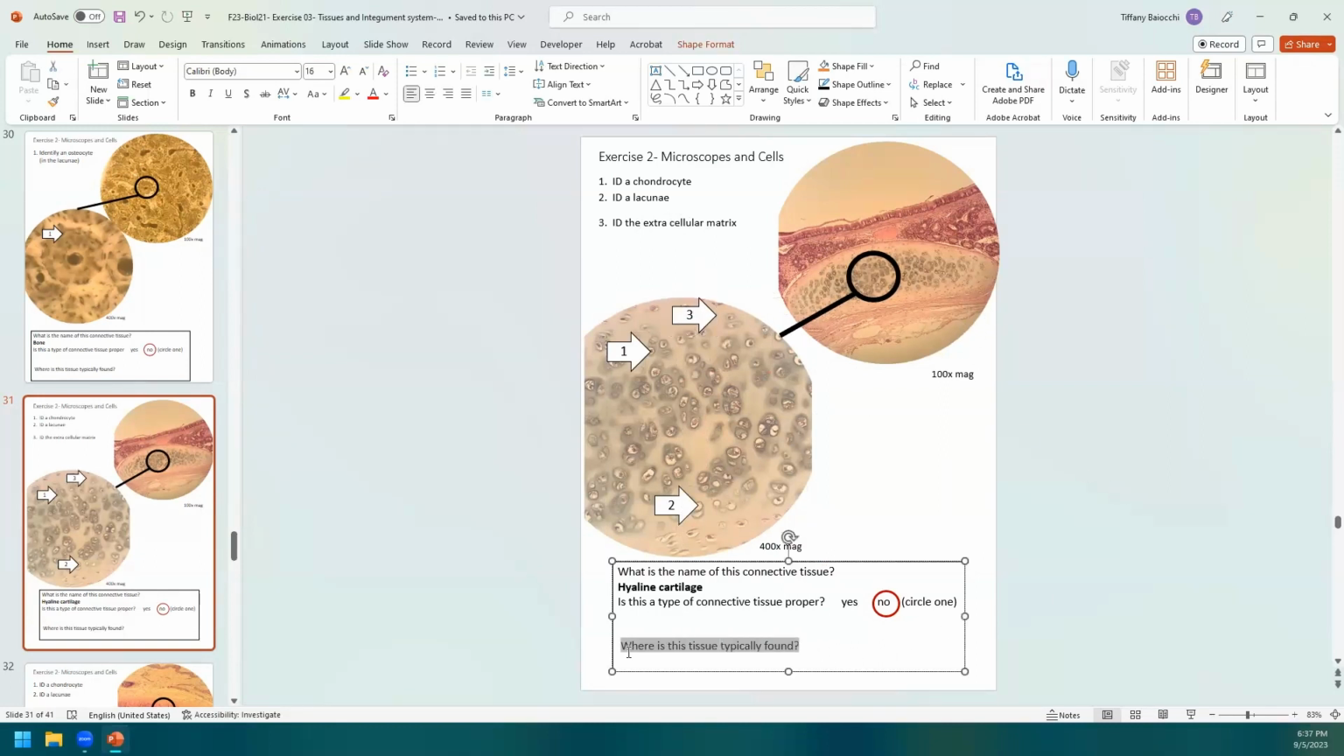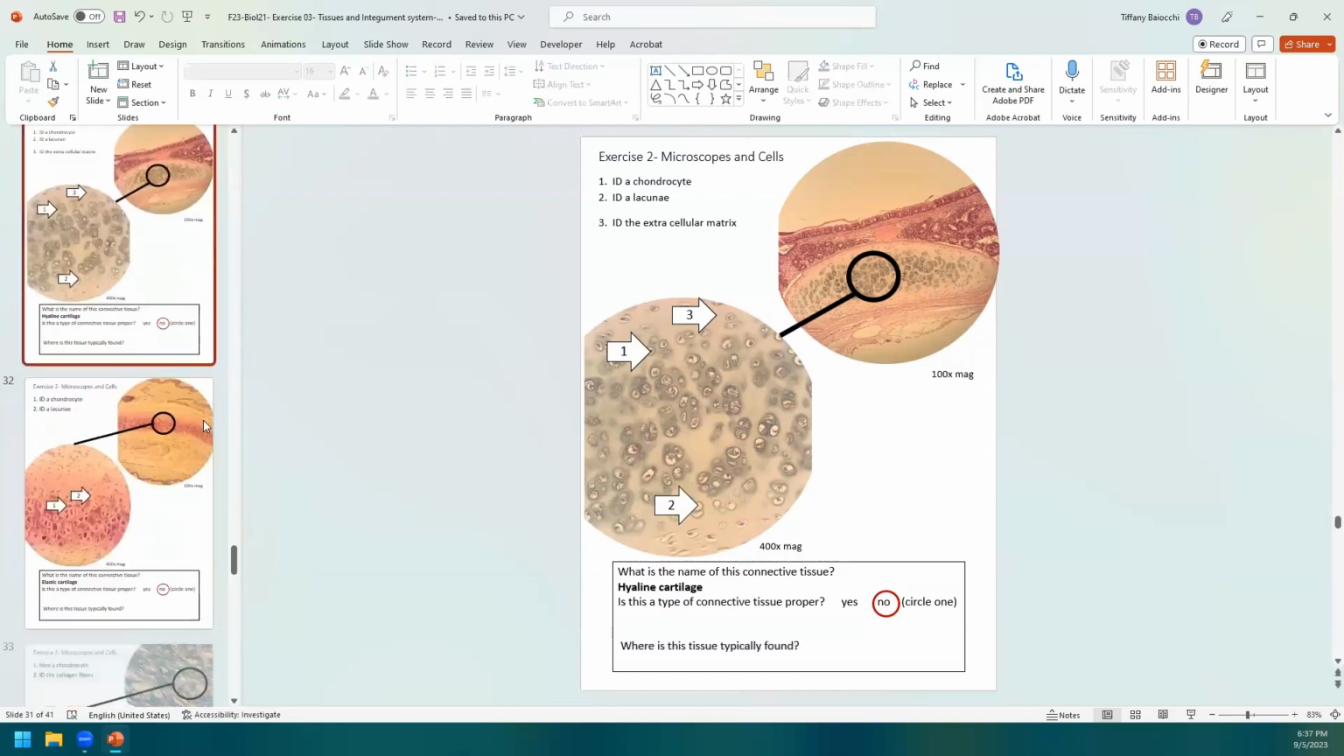Where would you typically find this type of tissue? Your costal cartilage, the cartilage that connects your ribs to your sternum, would be a good example. This particular sample actually was taken from the trachea. Around the trachea, you've got bands of cartilage for support, and it happens to be that it is hyaline cartilage.